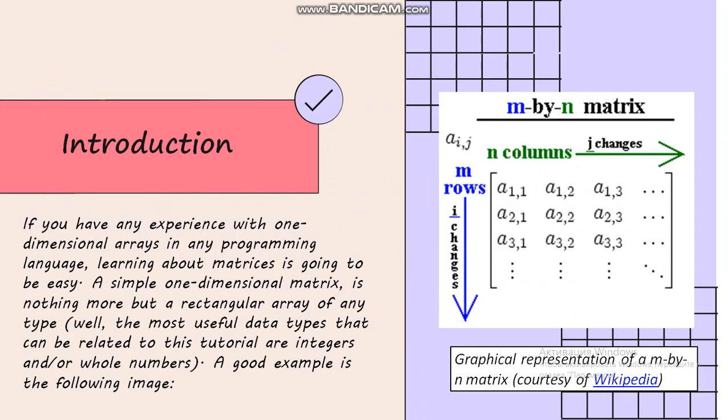Introduction. If you have any experience with one-dimensional arrays in any programming languages, learning about matrices is going to be easy. A simple one-dimensional matrix is nothing more but a rectangular array of any type. Well, the most useful data types that can be related to this tutorial are integers and whole numbers. A good example is the following image.